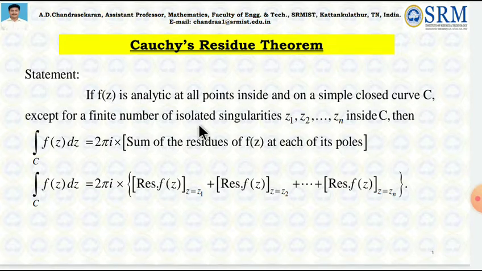Once again, I repeat the statement. If f of z is analytic inside and on a simple closed curve C, except at a finite number of poles z1, z2, etc., zn inside C, then the integral over C of f of z dz is nothing but 2 pi i times the sum of the residues at z equal to z1, z equal to z2, etc., z equal to zn. Let us see how to get those residue values.